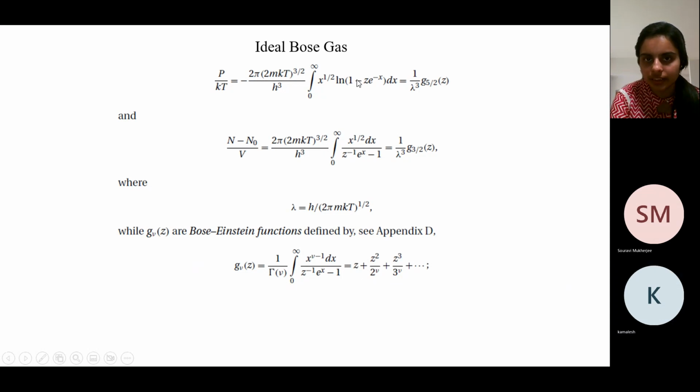But what it means is, if this is your integration, you can write it in terms of a function which is called the Bose-Einstein function. And that is actually a series of z. And this is how it looks, right? Now, because it's a function of z, we know that z lies between 0 and 1, right? So that means your g nu of z is also bounded. It also has a maximum value.